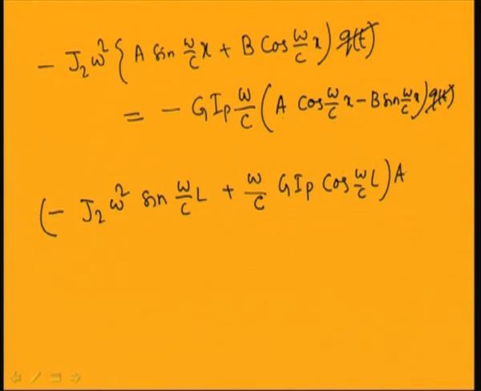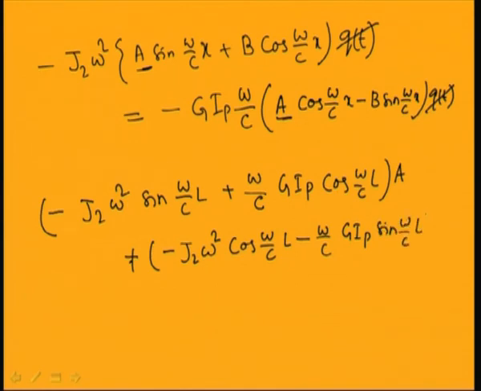So, here you have this term and here this term. I am collecting the coefficients of these. I will write this minus this equal to 0 after substituting x equal to L. So, from that I can write this expression: this plus minus j2 omega square cos(omega by C L) minus omega by C g I p sin(omega by C L) into B.